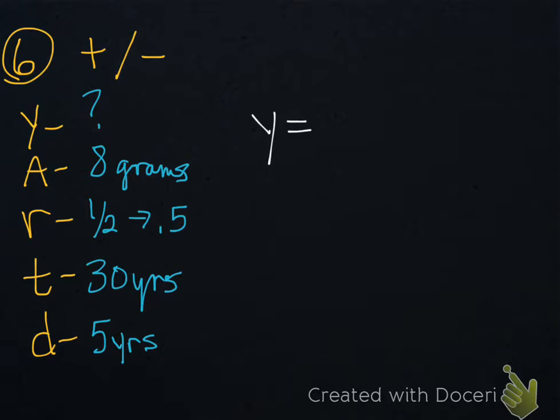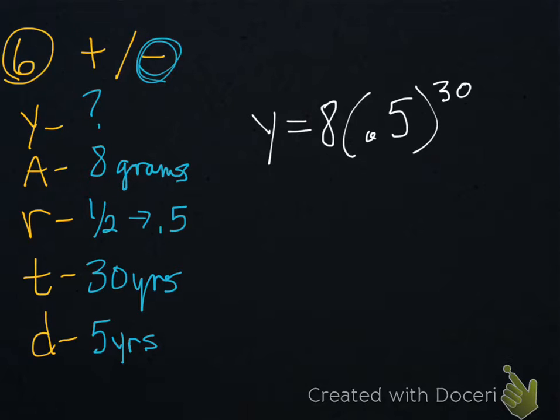Let's plug it in. Do we plus or minus? Yeah, we're going to minus. But remember, half-life's a special case, right? Because 1 minus half, we can just write half. So I have 8 parentheses 0.5 raised to the 30. Well, remember, you have to divide, right? 30 divided by 5. Don't forget the 5.